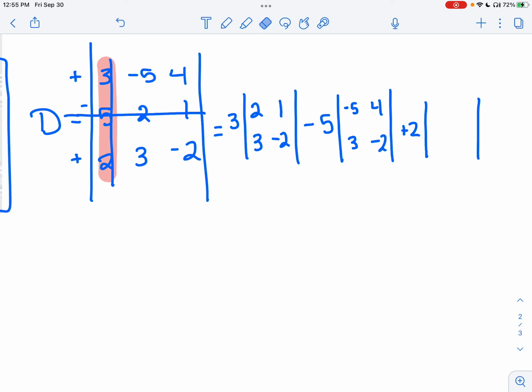Some kids accidentally just like missed, oh, it's really stinky. Like they would put 3 and +2 down there. All right, and now for my +2 down here. -5, 4, and then 2 and 1.